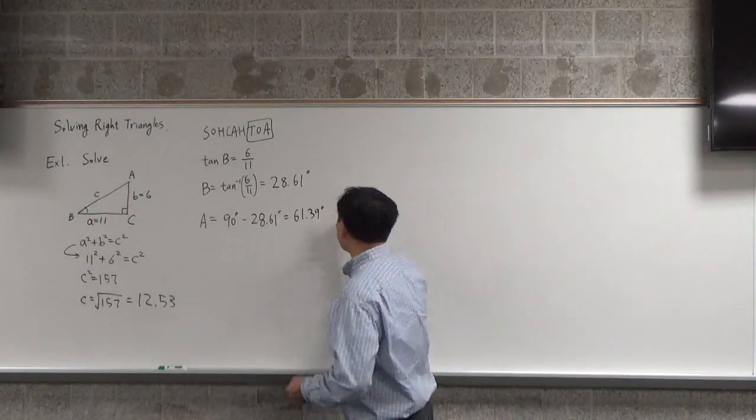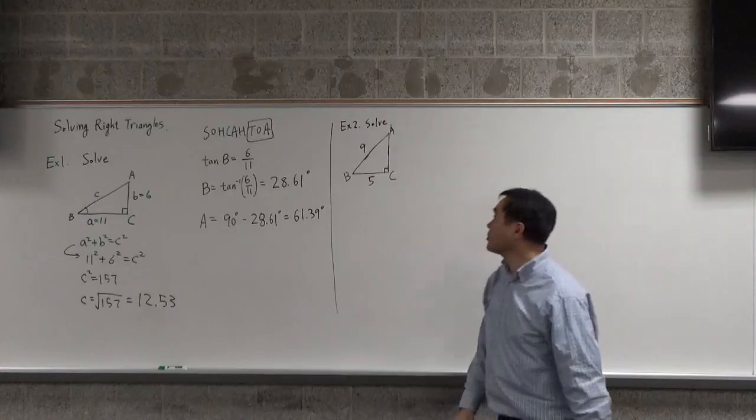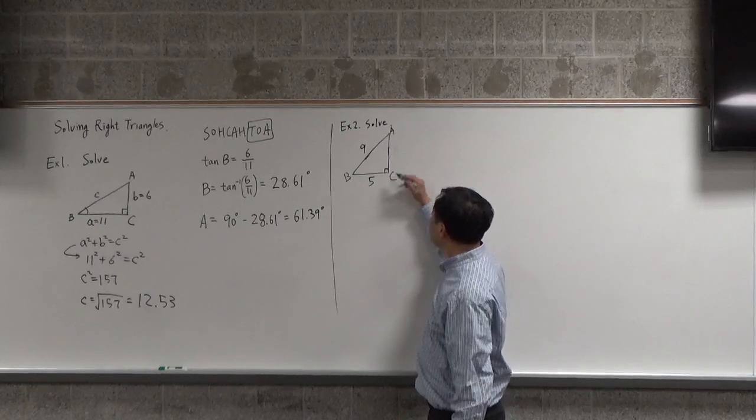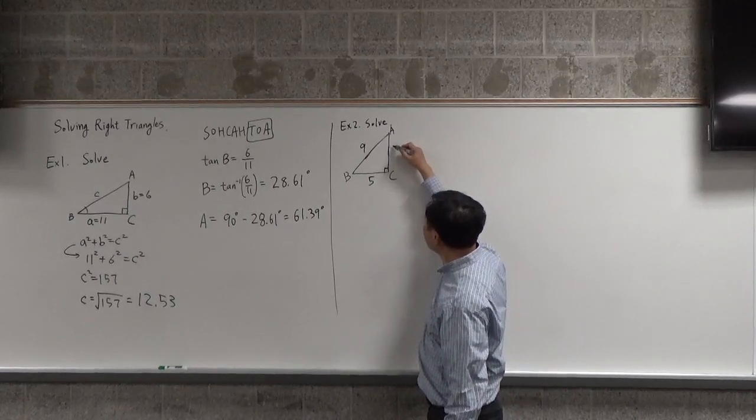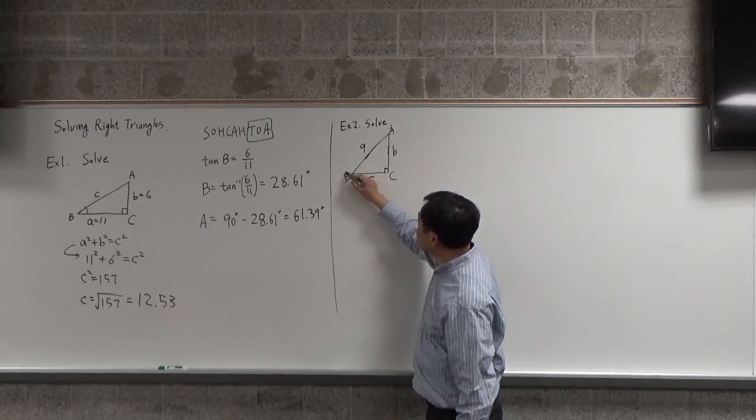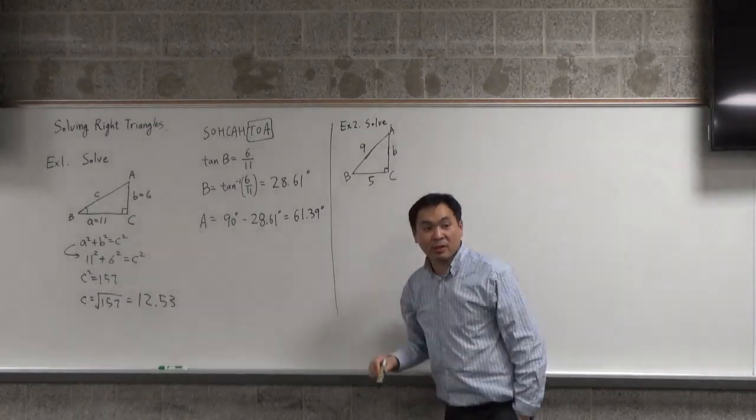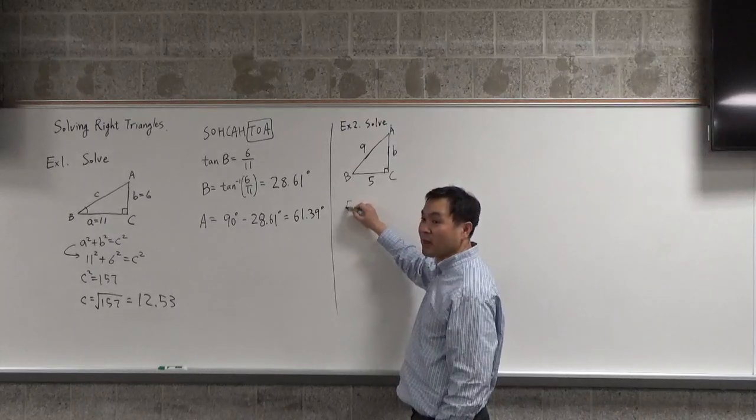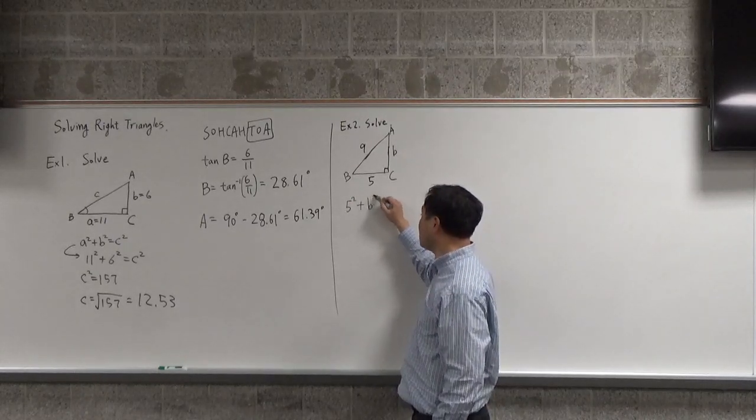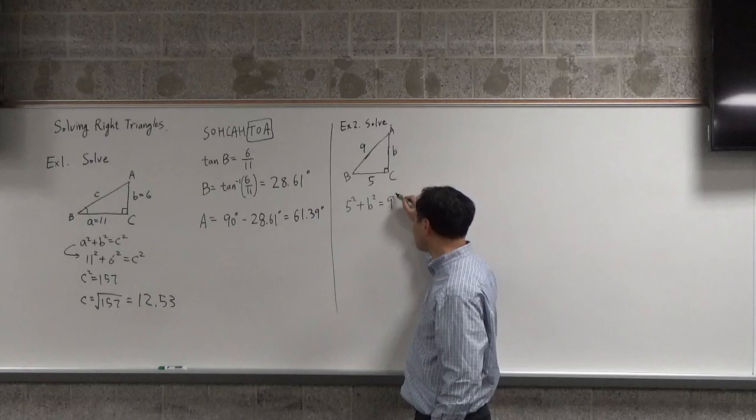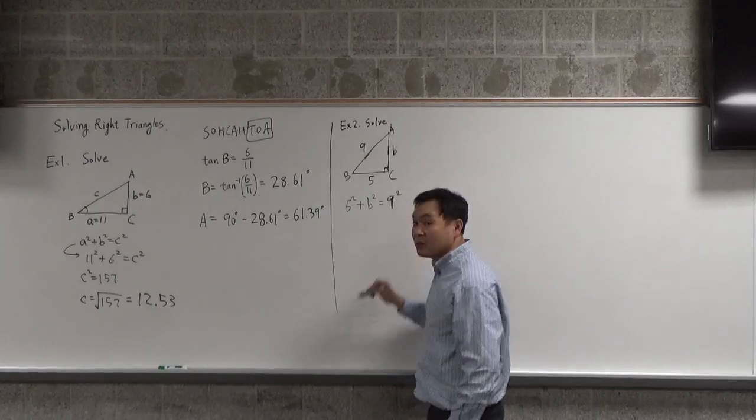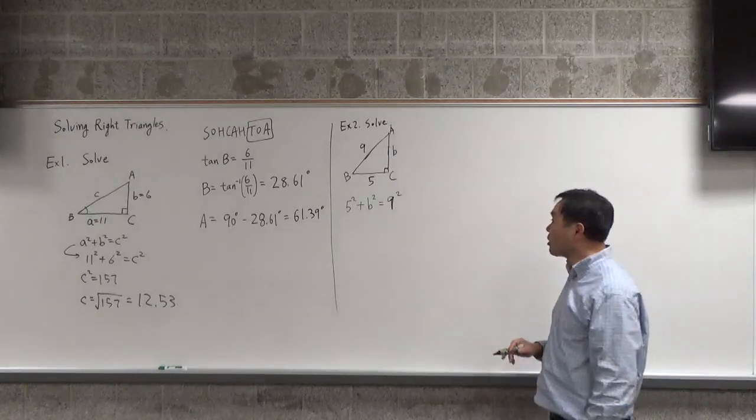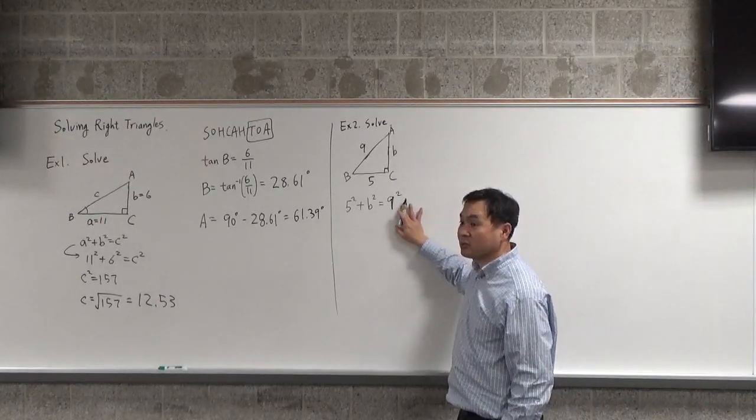Okay, let me give you another example. So here we have now b as unknown. Right? How can we find b? Good. Pythagorean theorem again. 5 squared plus b squared should be the hypotenuse squared. Right? Pythagorean theorem says the sum of the squares of the two legs gives you the square of the hypotenuse.